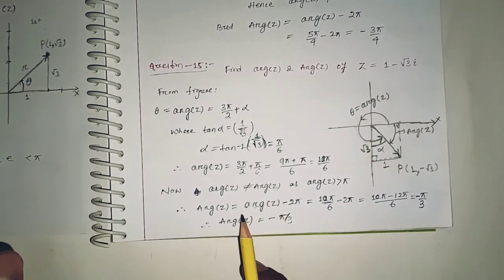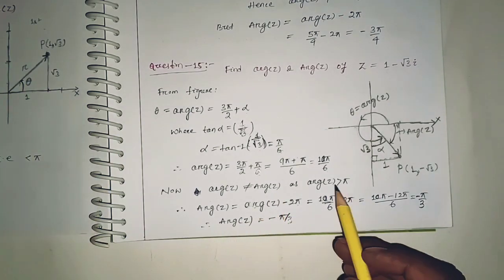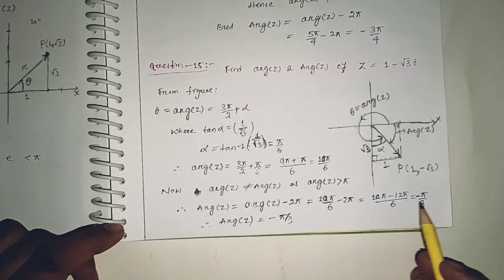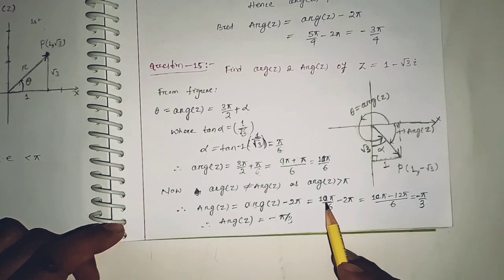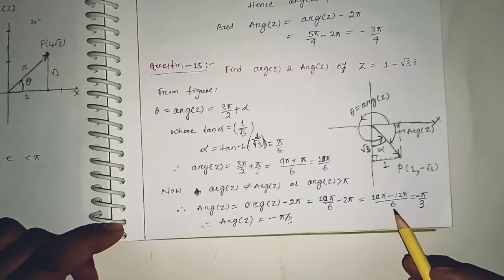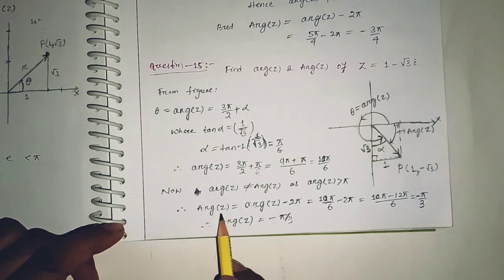Okay, so what will the principal argument be? Argument of z minus 2 pi. So here the argument of z we found is 10 pi by 6, minus 2 pi, how much will it be? Here you can see this is 10 pi minus 12 pi, so this will be minus 2 pi by 6, that means minus pi by 3. So here we found the principal argument will be equal to minus pi by 3.